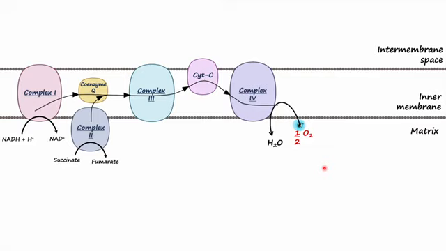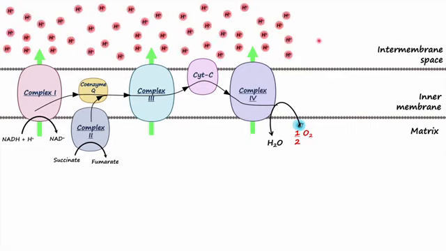Now when the electrons are traveling through the different complexes, as I mentioned, the passing of electrons through complex 1 to complex 3 to complex 4 liberates energy and causes a conformational change in complex 1, complex 3 and complex 4, which then act as proton pumps to transport protons across the inner membrane from the mitochondrial matrix to the intermembrane space. So at one point, there are going to be more protons in the intermembrane space compared to the mitochondrial matrix, and this pumping of protons from the matrix to the intermembrane space eventually creates a proton gradient.